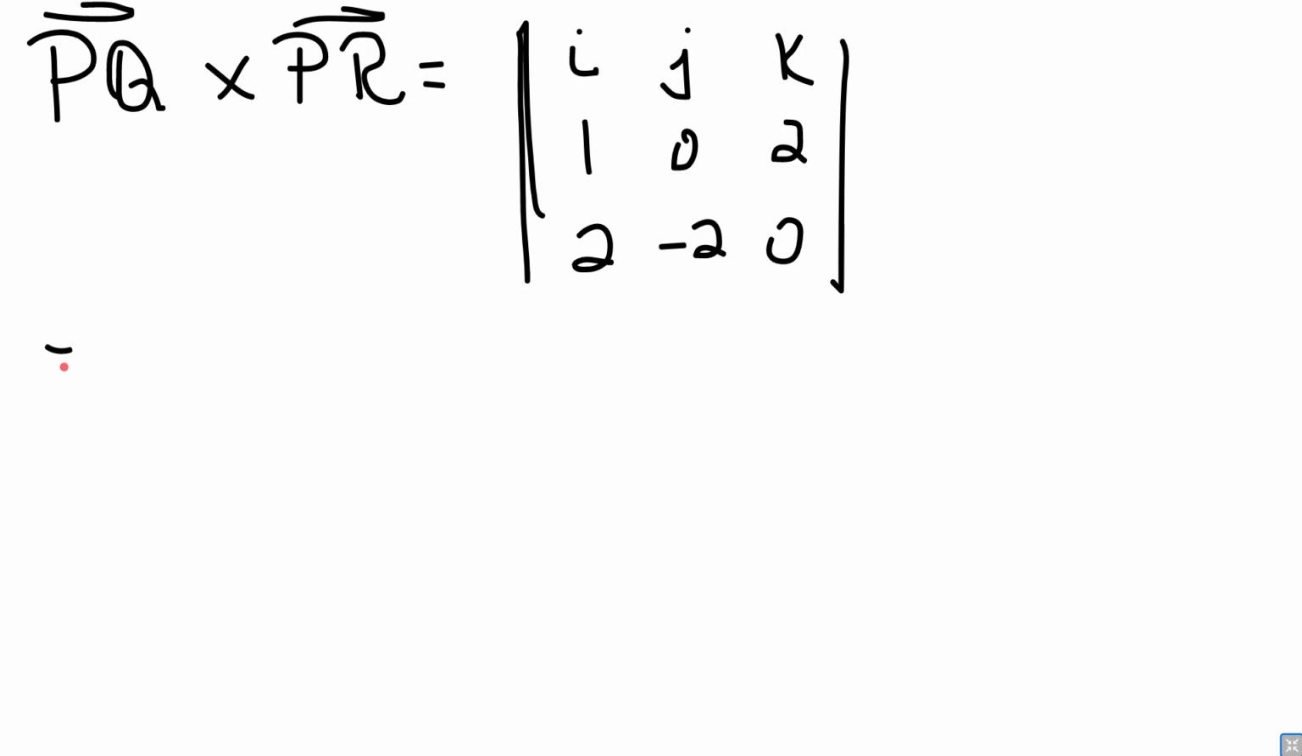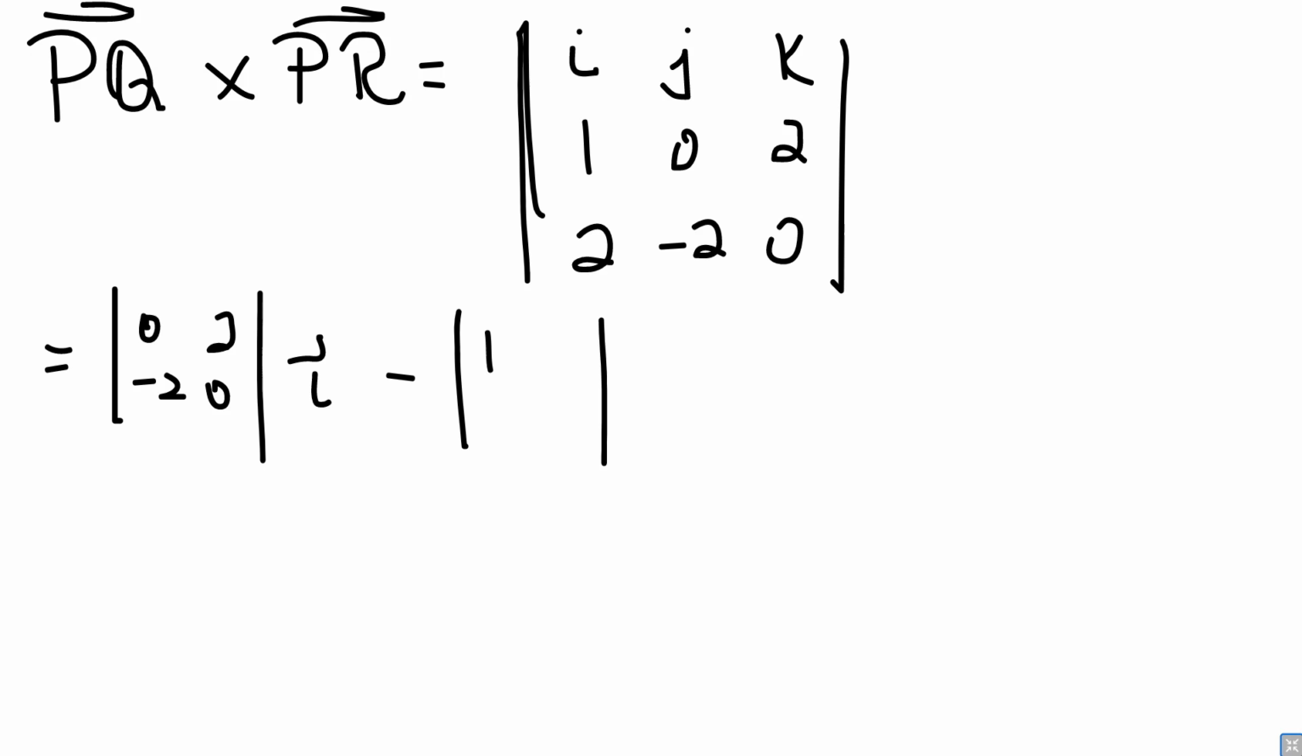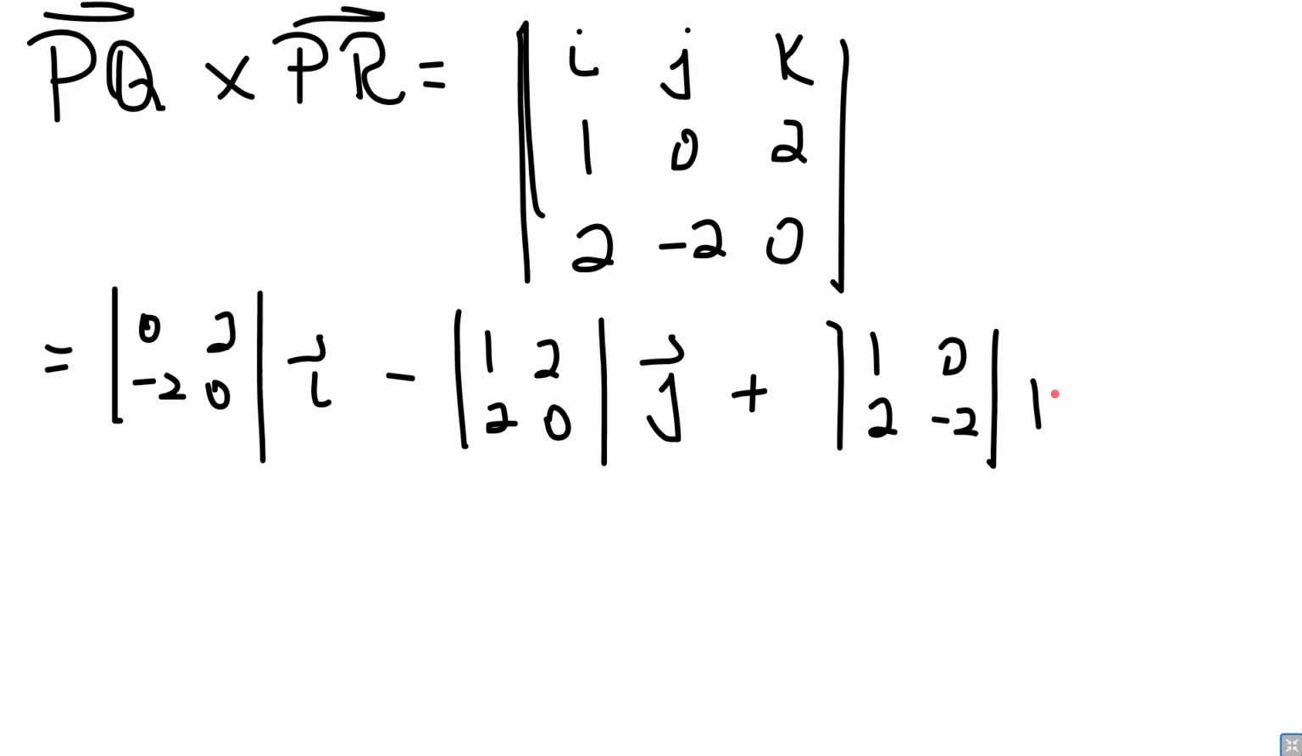Okay, so if we evaluate the determinant, we're going to have a determinant form that is going to have the values of 0, 2, -2, 0 in the i direction, minus. The next determinant is going to be 1, 2, 2, 0 in the j direction, plus. And then the final determinant is going to be 1, 0, 2, -2 in the k direction. Any questions there?